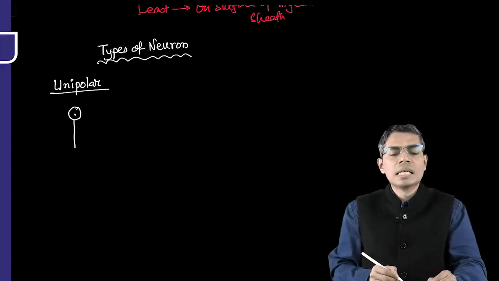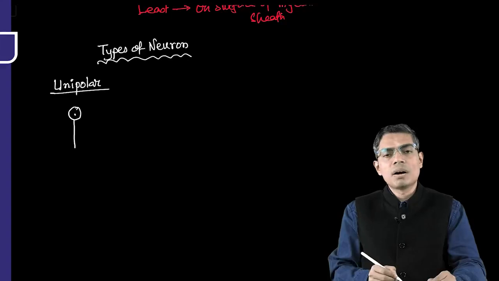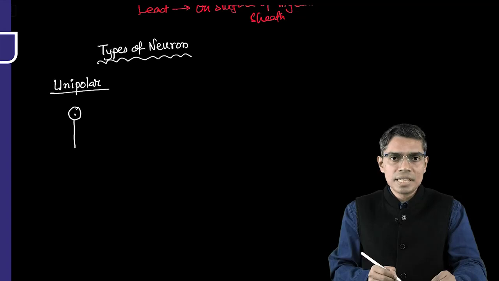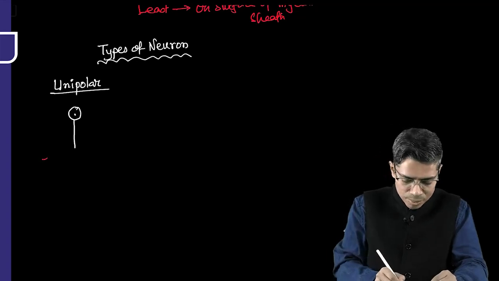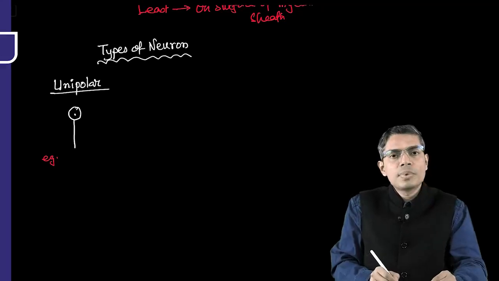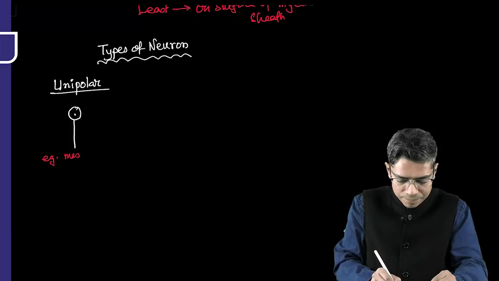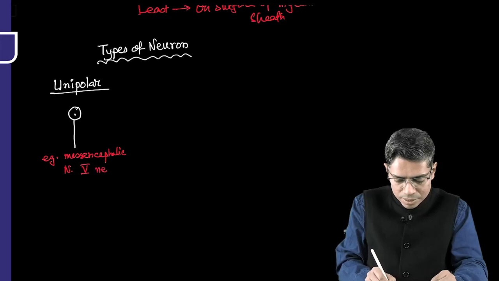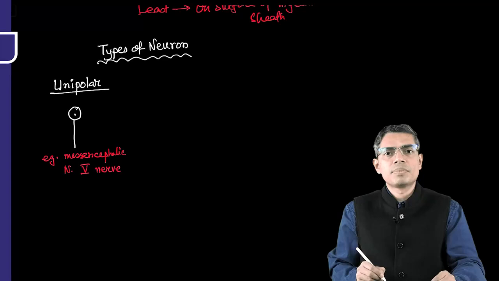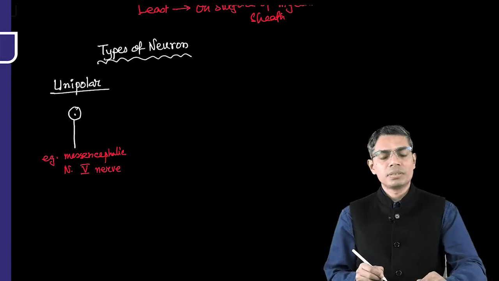According to Genome, unipolar neuron is not present in our body. Unipolar neuron is present only in invertebrates. But in anatomy books, the example given of a unipolar neuron in our body is the mesencephalic nucleus of the fifth cranial nerve. So try to remember this point.